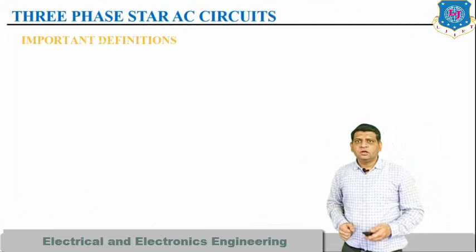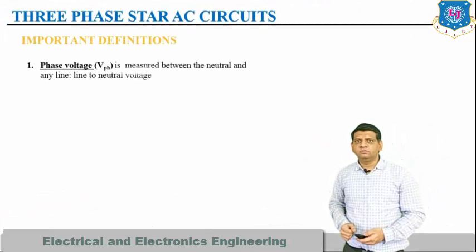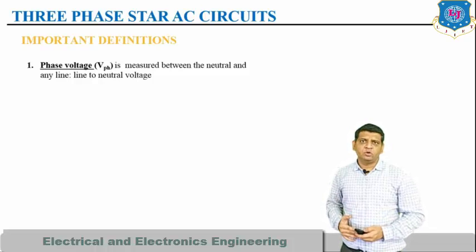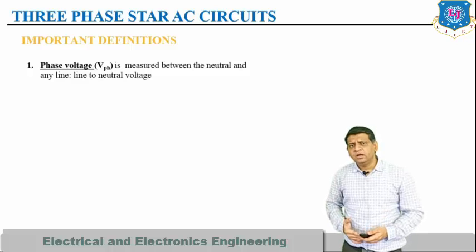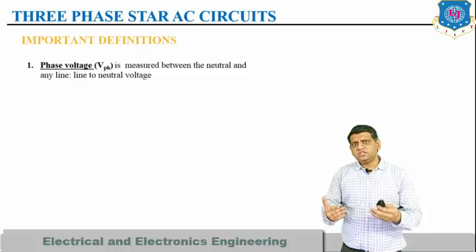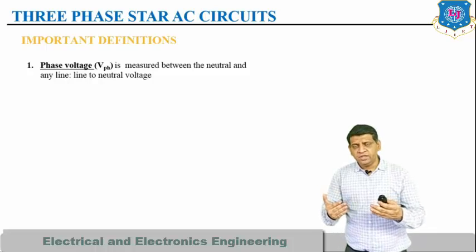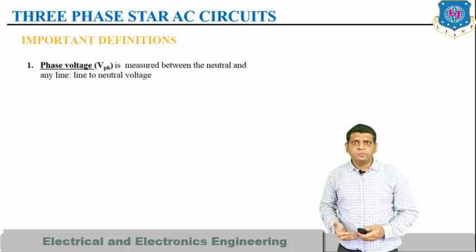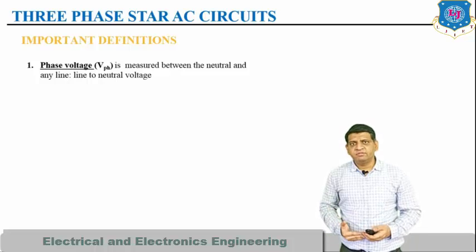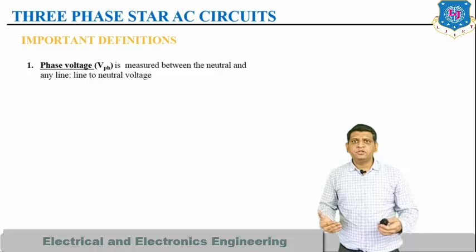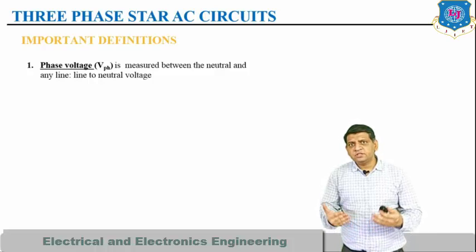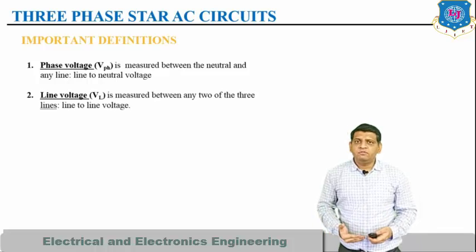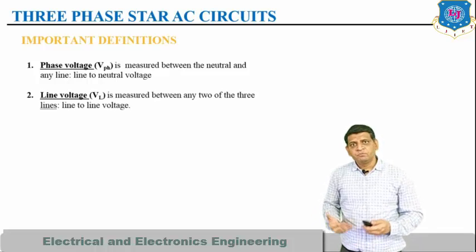If we consider the important definitions in terms of the star connection, one is the phase voltage. The phase voltage is the voltage difference measured between one of the lines and the neutral point. The voltage appearing across one of the phases is defined as the phase voltage. In the same way, the current flowing through one of the phases is defined as the phase current.